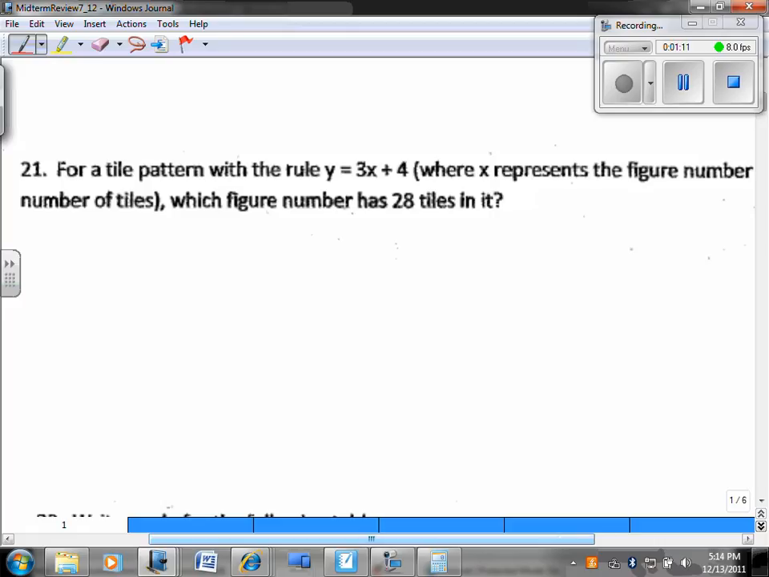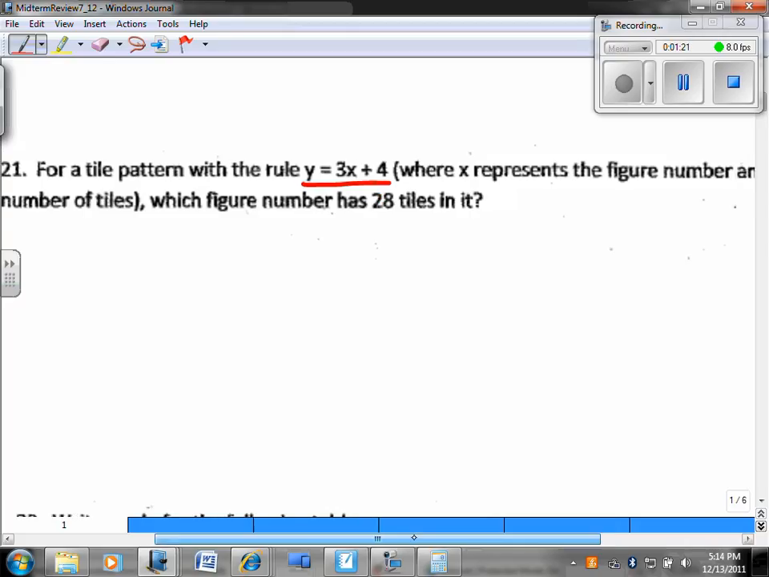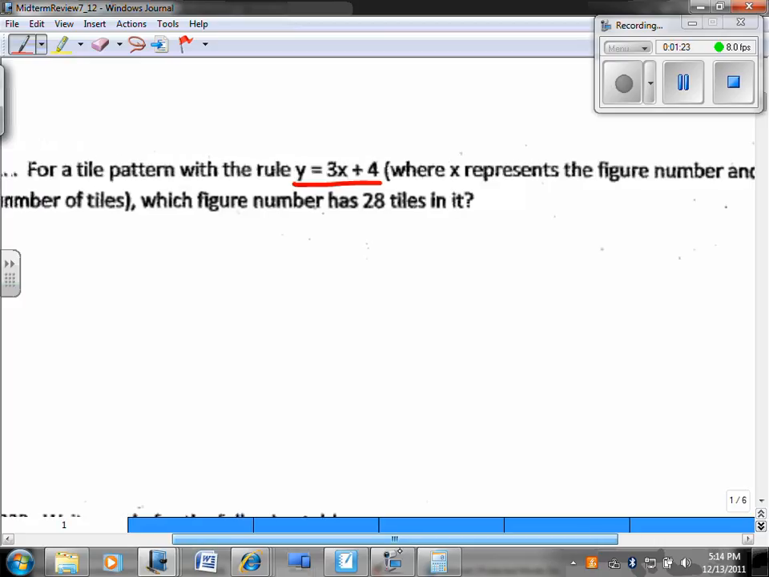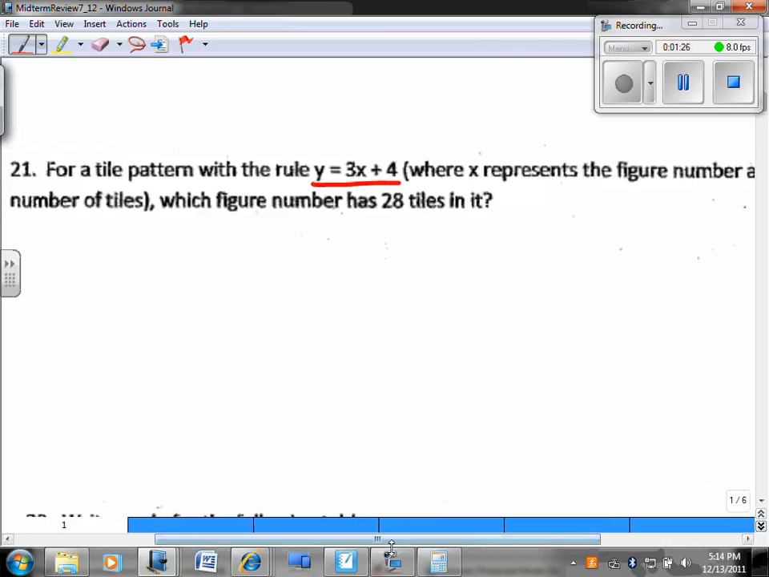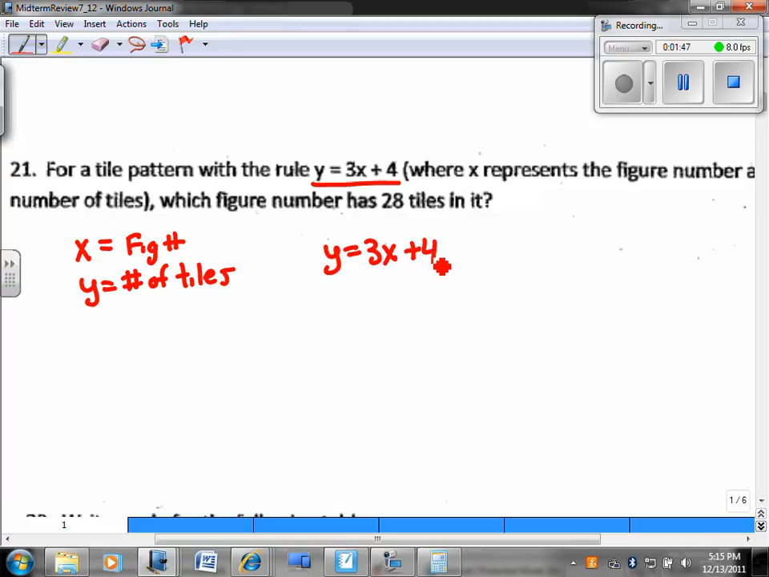Number 21. For a tile pattern with the rule y equals 3x plus 4, where x represents the figure number and y represents the number of tiles, which figure number has 28 tiles? So again, we're going to remind ourselves, x equals the figure number, y equals the number of tiles, y equals 3x plus 4. Okay, which figure number? So that means we're trying to solve for x. So we're going to keep this in here.